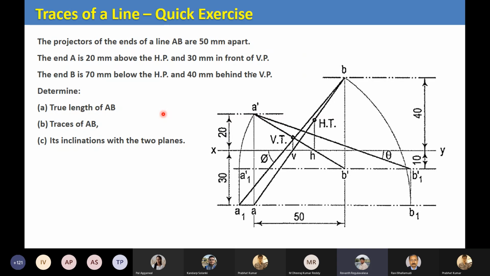Here the line itself is intersecting the planes. That's why when you draw the line projection itself, you will obtain H and V. From there, you have to draw vertical projectors to obtain the vertical trace and horizontal trace on the other projection. So this is a good example. You can try, your concepts will be clear.